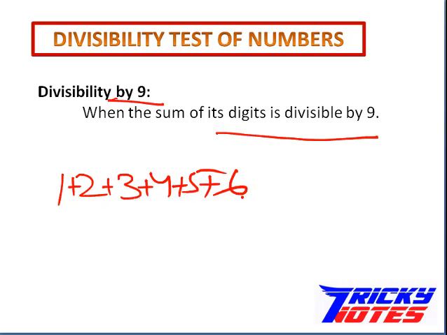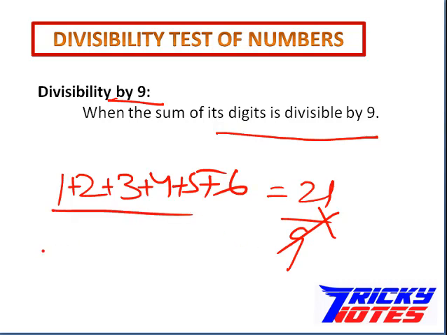3, 3, 6, 10, 15, 21. Now 21 is not divisible by 9, so the number is not divisible by 9. Another example: 9, 9, 6, 6. Now this is 18, 24, 30. It's not divisible by 9.